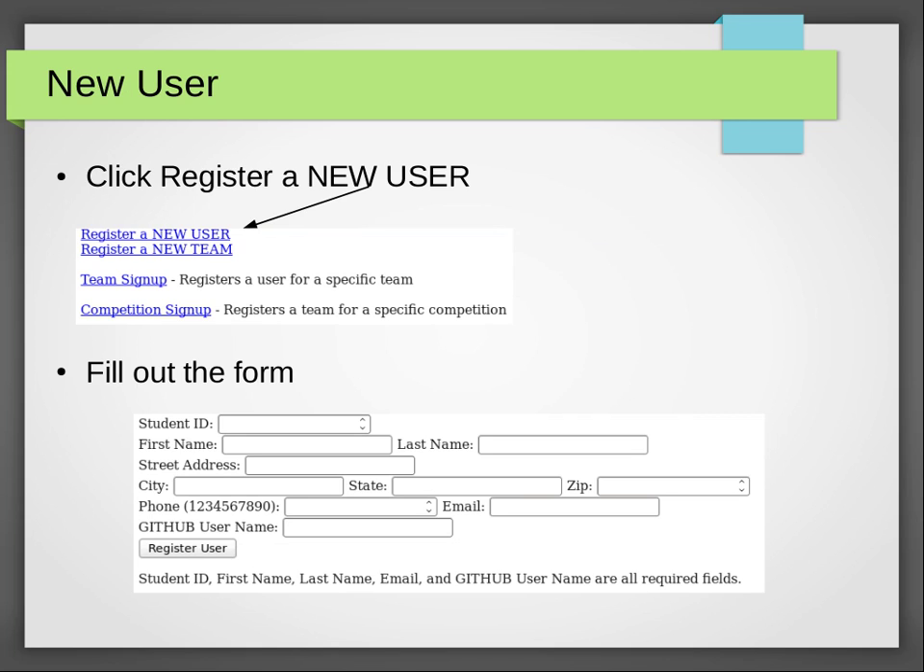Go to register, click on register a new user, fill out the form. As you see at the bottom, it gives you a list of what's actually required. If you don't want to put in the optional information, don't worry about it.